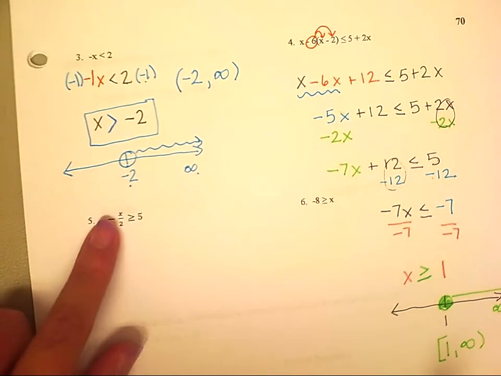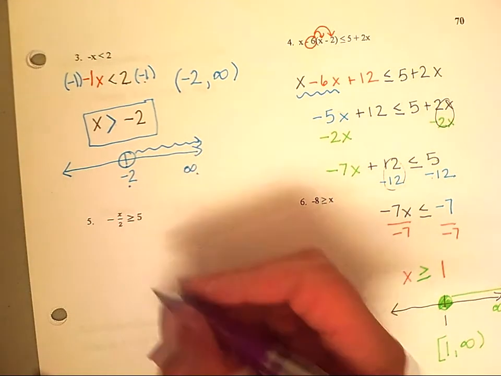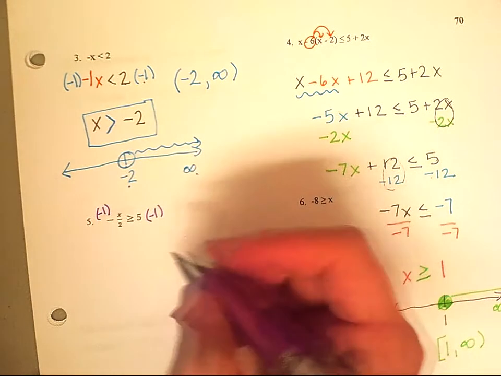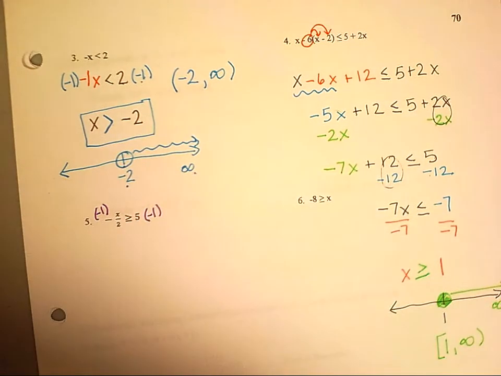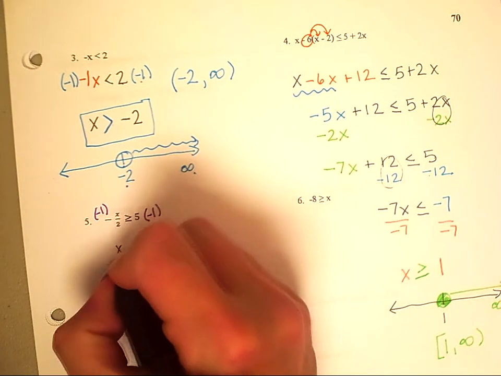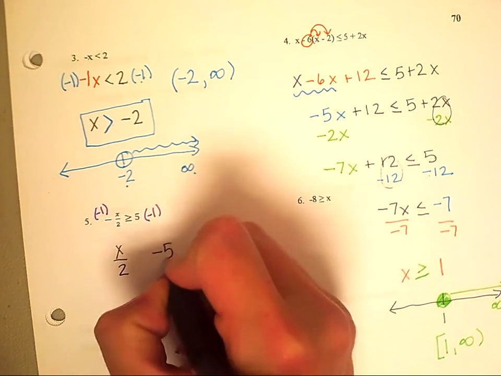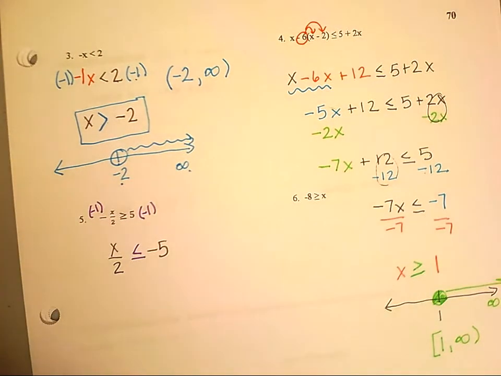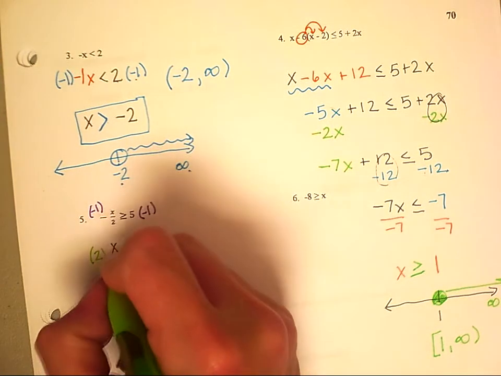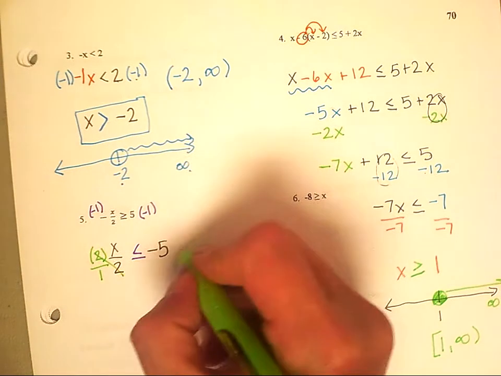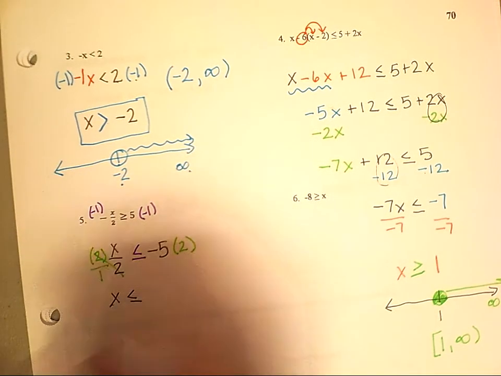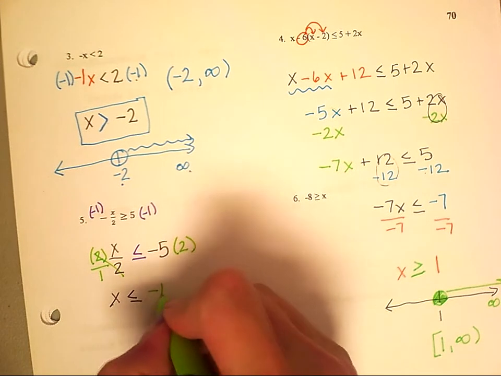Now in this example, we have the negative to deal with and the fraction. So let's multiply both sides by -1 first of all to get rid of that negative. Okay. So this will become positive x over 2 and -5. But we're going to have to flip that inequality. Now let's multiply both sides by 2 because it's like 2 over 1, so these will cancel. So we have x is less than or equal to now -10.